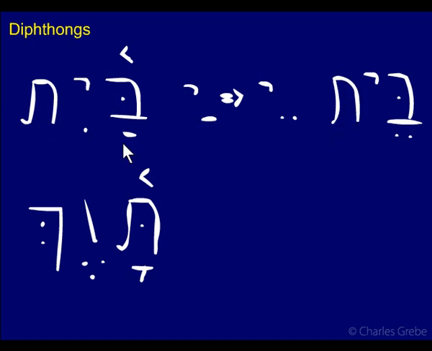Under certain circumstances, bayit can become bait. Now what about this thing here? This, let me get a different color here. This is a helping vowel, an animated Hebrew vowel, I believe they call it, and it is here to separate these two consonants. This consonant doesn't have a vowel after it, so if you didn't have this, it would be bite or something.